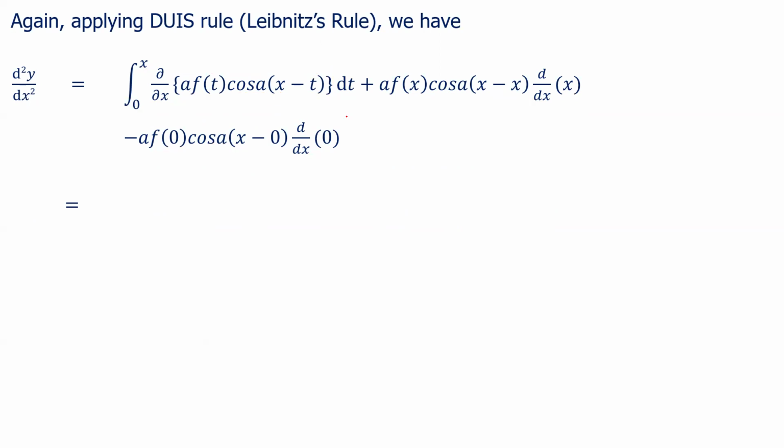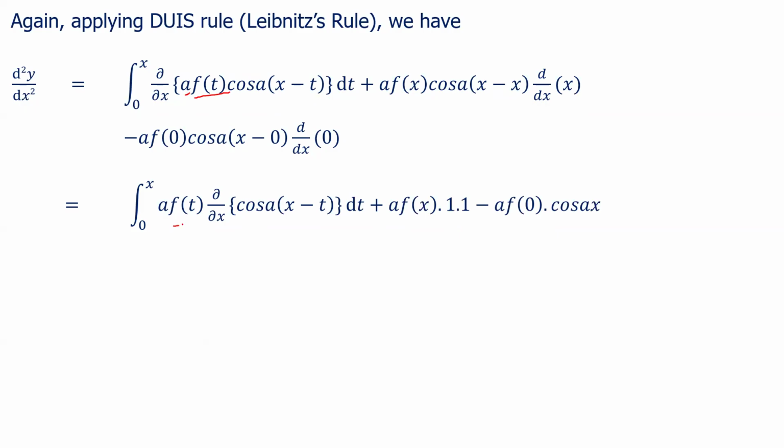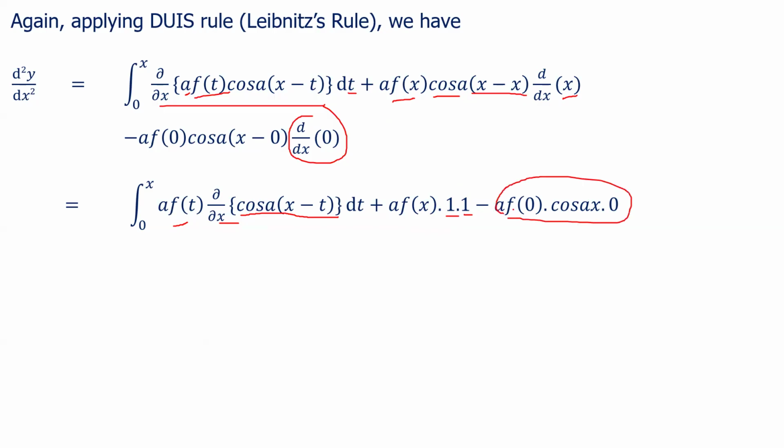Let us again substitute all this, simplify this one. A times of f of t we can take outside. Derivative of cosine a times of x minus t with respect to x, dt, whole integration of this thing with respect to t, plus f of x cos x minus x is 0. So cos 0 is 1 and derivative of x with respect to x is also 1, minus a f of 0, and this is what? Derivative of 0 is 0. So that this part is ultimately 0.